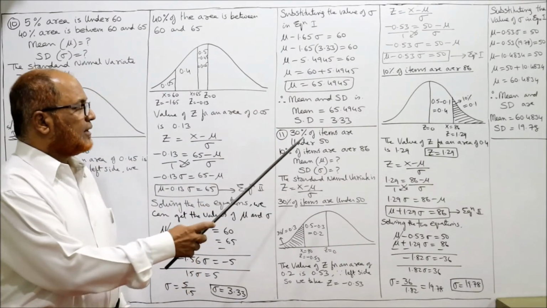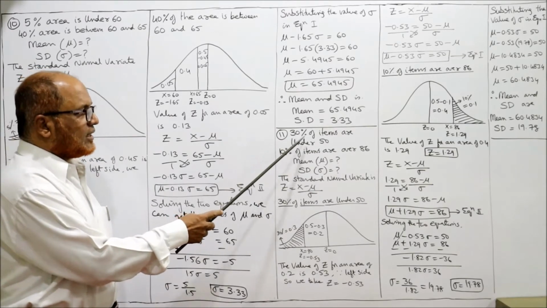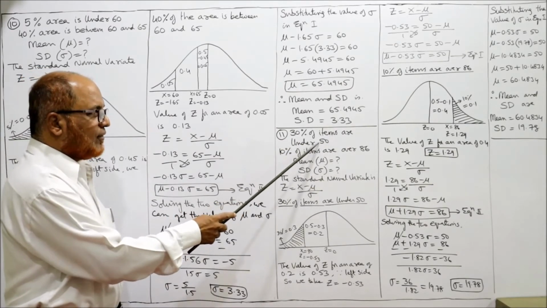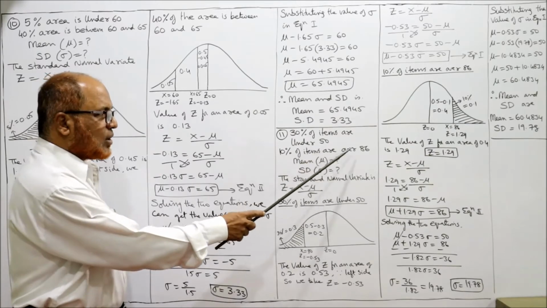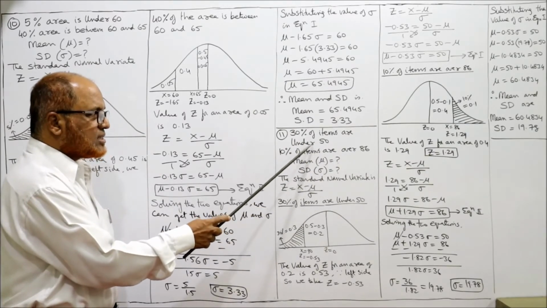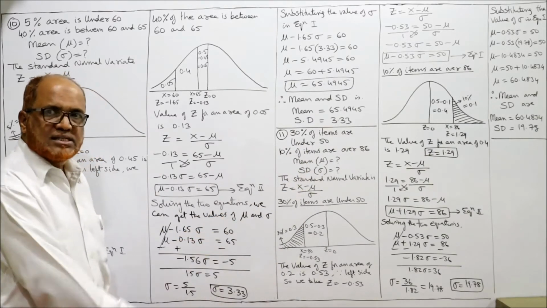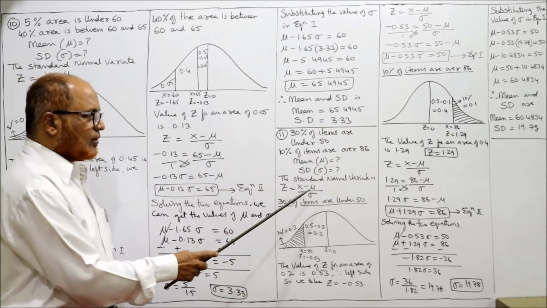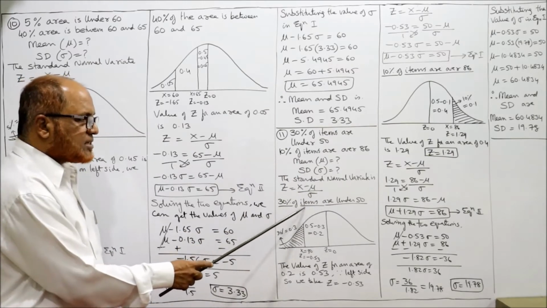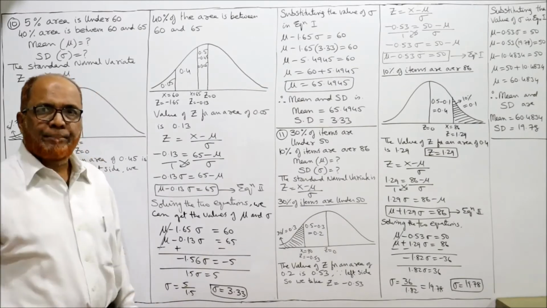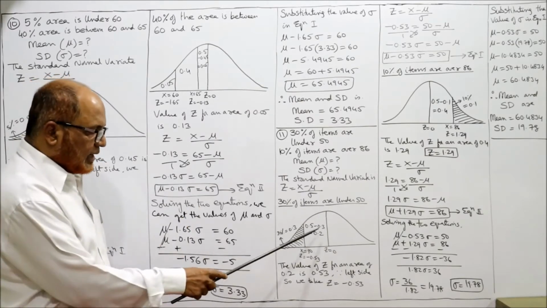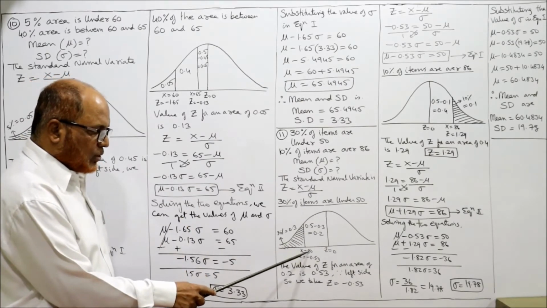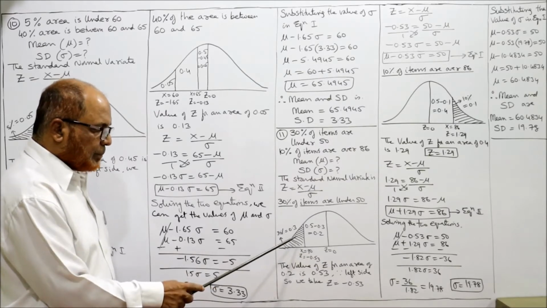Two pieces of information are given. 30% of items are under 50 and 10% of items are over 86. By using this information, we have to find out mu and standard deviation. First of all, we will write the standard normal variate formula. 30% of items are under 50, that is, less than 50. So on the left hand side, x is equal to 50 and 30% there are.